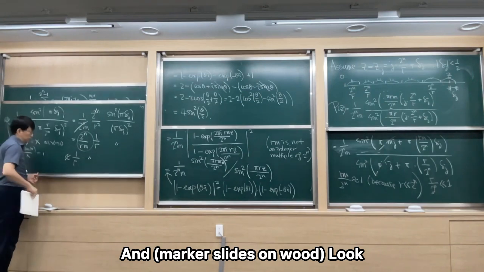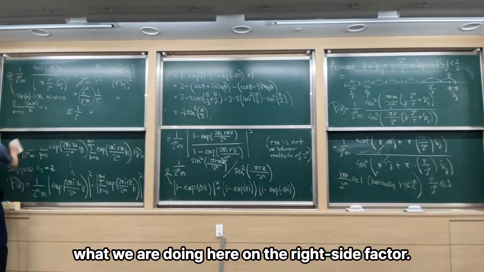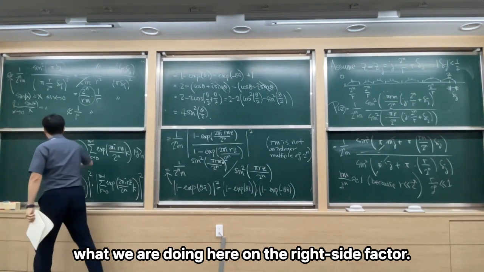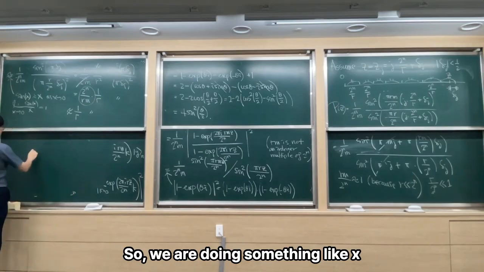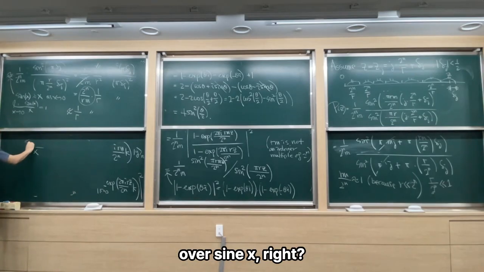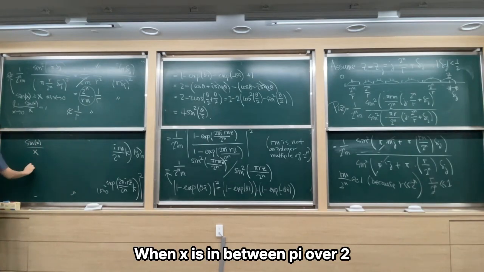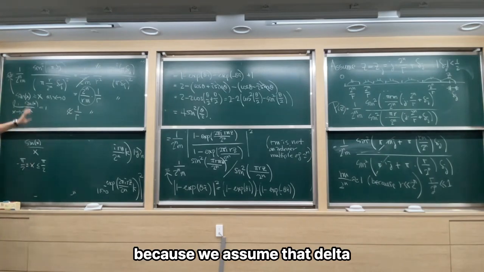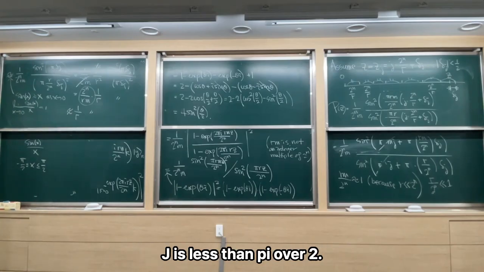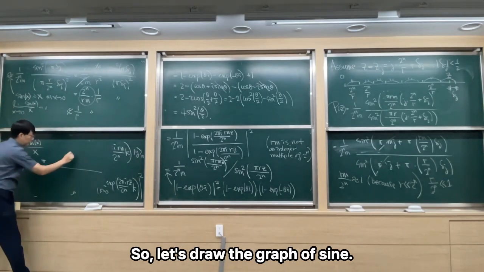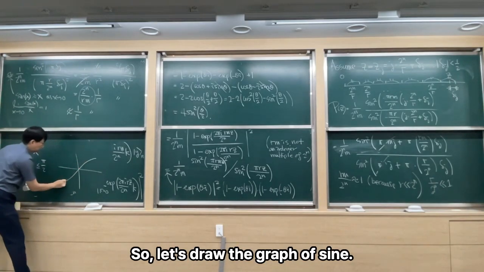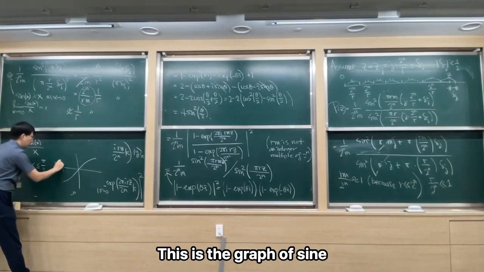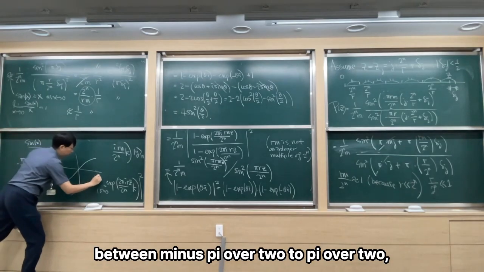And look at what we are doing here on the right side of the factor. So we are doing something like x over sine x, right? When x is between pi over 2 and minus pi over 2, because we assume that delta j is less than pi over 2. So let's draw the graph of sine. This is the graph of sine between minus pi over 2 and pi over 2.